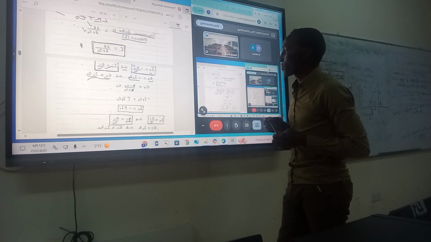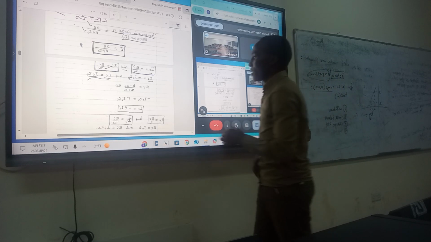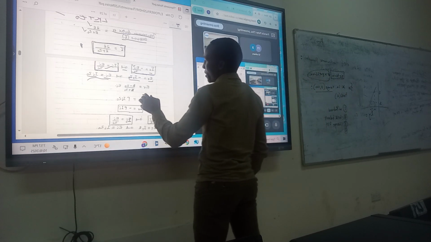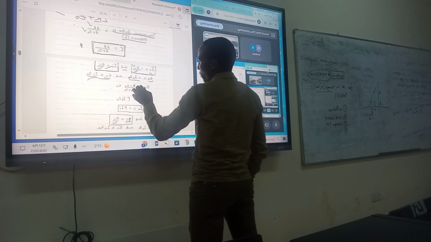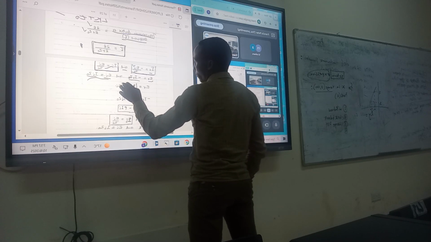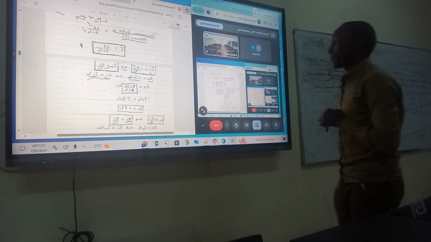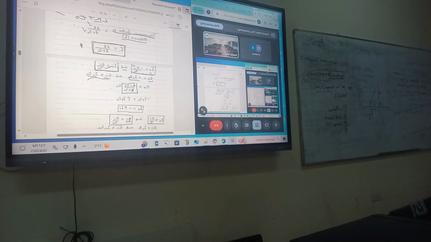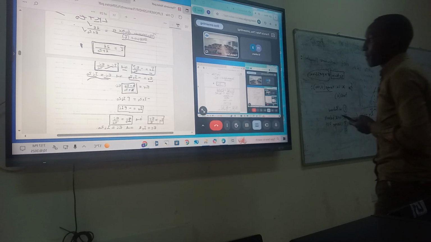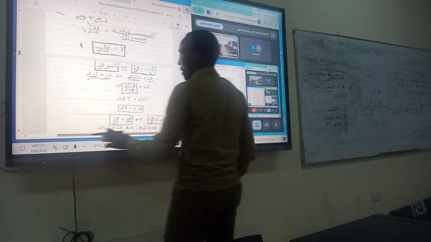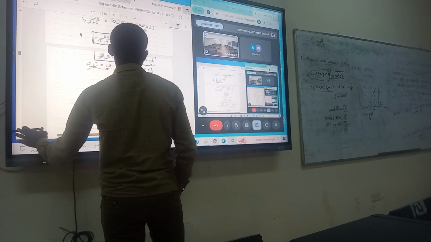You can be able to see that ER is equal to R minus Z naught divided by R plus Z naught, that is what we said, then of course multiplied by the incident voltage.